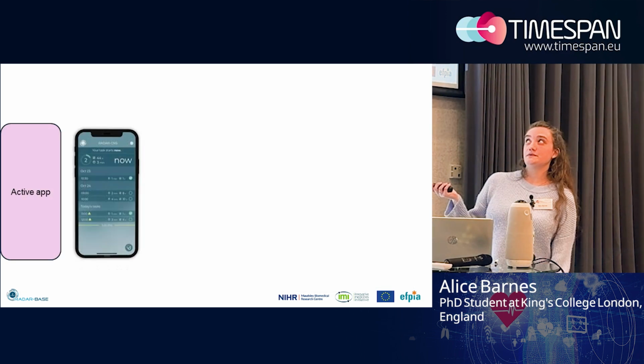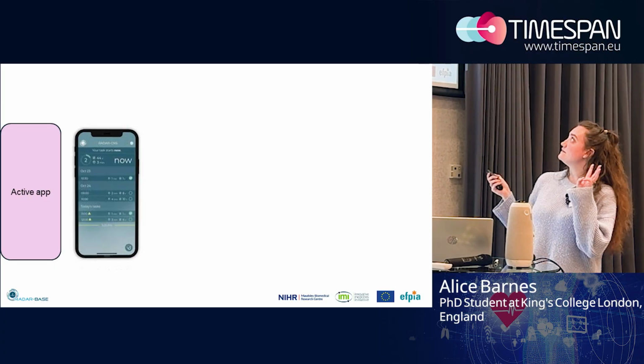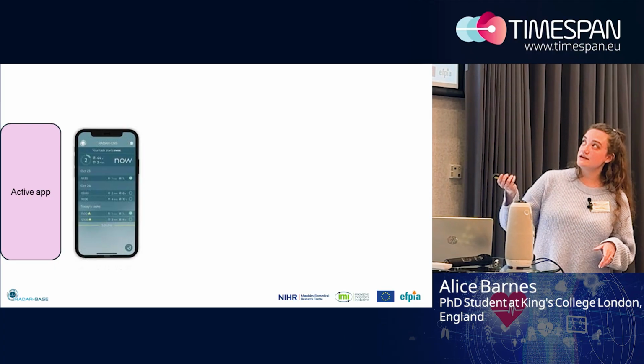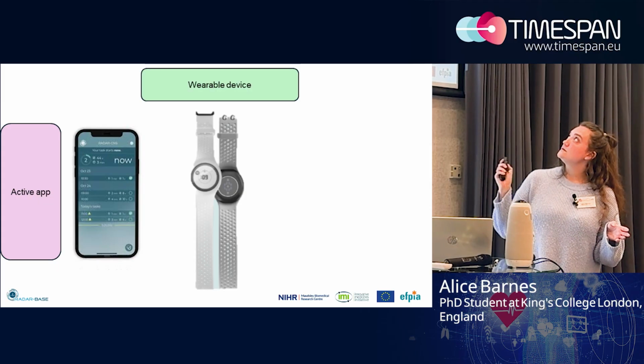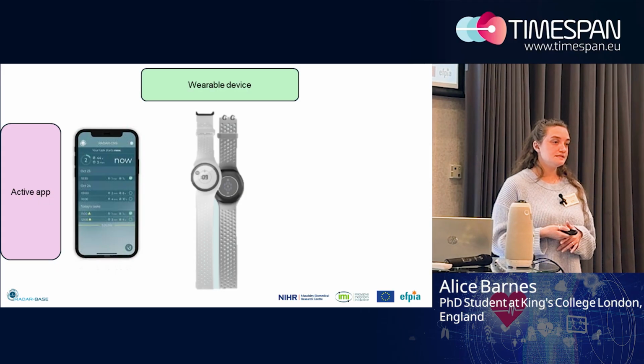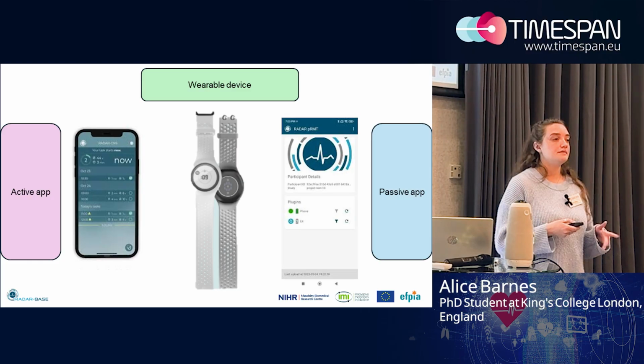So I'll go through this very quickly because Amos has already covered all of it. But in the ART-CARMA study, we have the 3 main data streams. So we have the active app, which is the RADAR questionnaire app. We have the wearable device, which is the Embrace Plus from Empatica, and then the RADAR passive app.